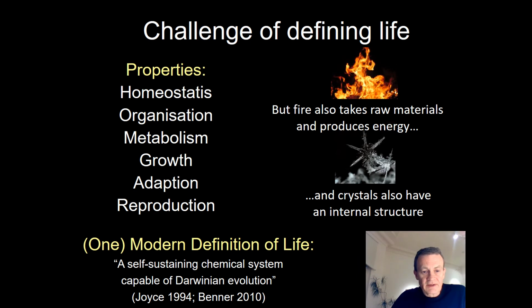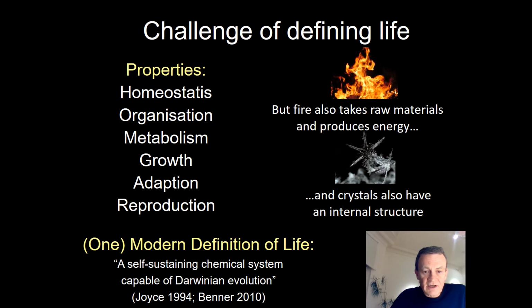The challenge of defining life: you see here some of the properties of life, maybe you learned them at school. So homeostasis, so life regulates its environment. Life has organized cells. Life has a metabolism. It grows, it adapts to stimuli, and it reproduces. Some of the problems of these definitions is that, for example, fire maybe also has a type of metabolism. I mean, fire takes raw materials like wood and burns them and makes energy. It's like a metabolism. And crystals have internal repeating, ordered structures. So there are problems with having a unique definition for life.